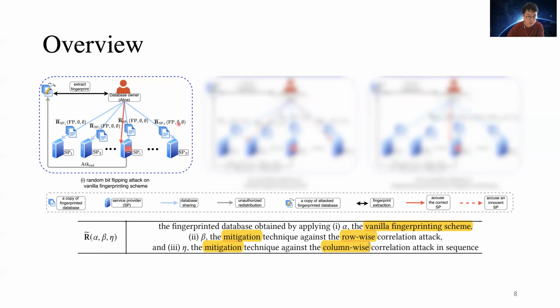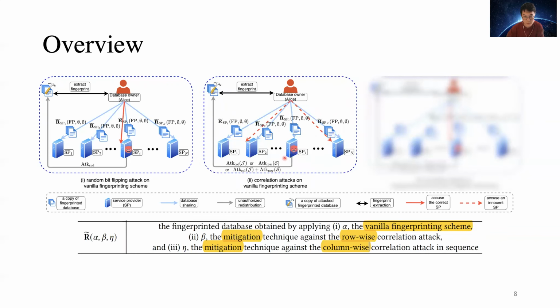The first figure is the scenario where the database owner only shares a vanilla fingerprinted database, where the last 2 parameters, beta and eta, equal the null set, which means the mitigation technique is not applied yet. We know that in most cases, this database is already robust against random bit flipping attack, which means if the bad guy randomly changes some entries in the database, then Alice will still accurately accuse them for the data leakage.